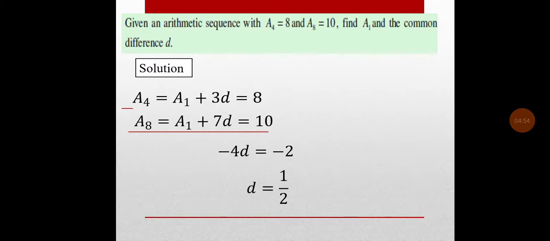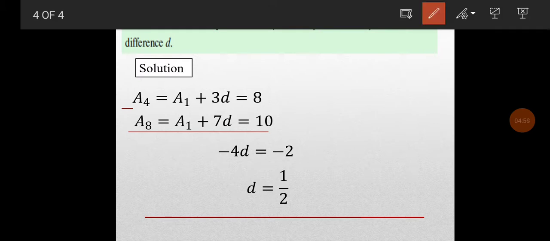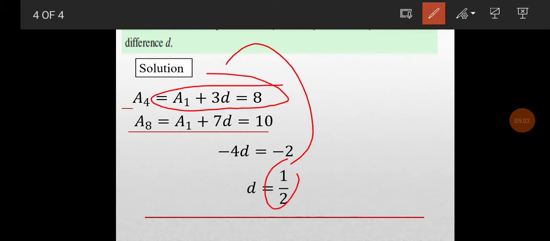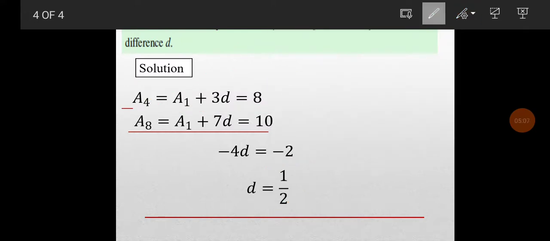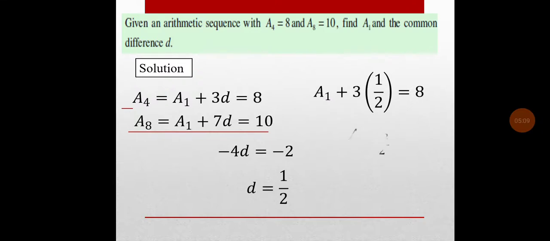Then to get the first term, we can take either of the first two equations, either the first one or the second one. We can take this one and substitute the common difference in place of d. Then it's going to be a1 plus 3 times 1 over 2 is equal to 8. Then when we rearrange, the first term will be 13 over 2.